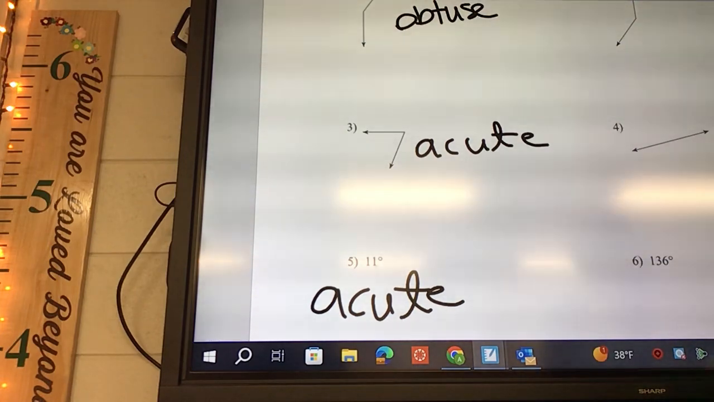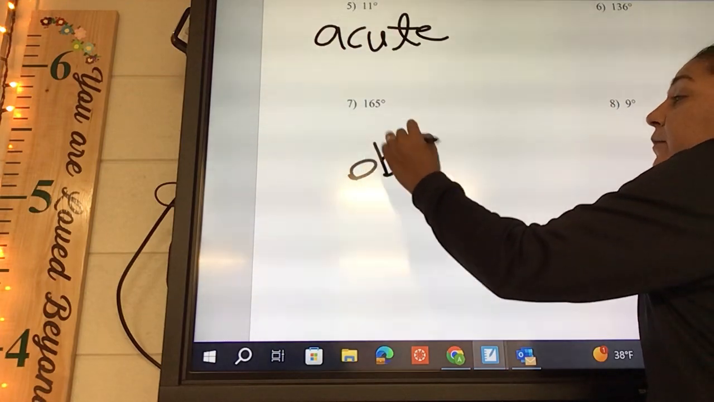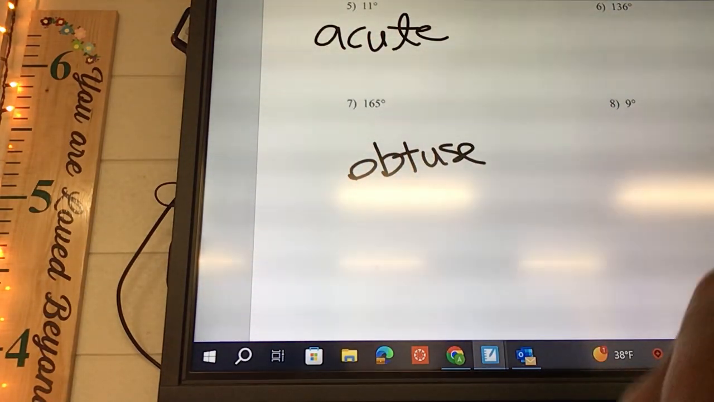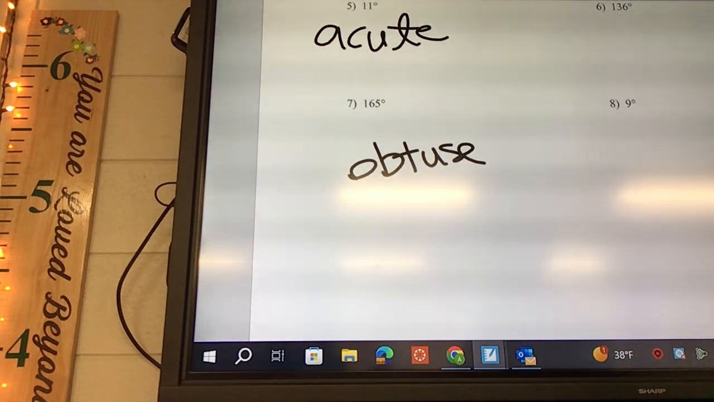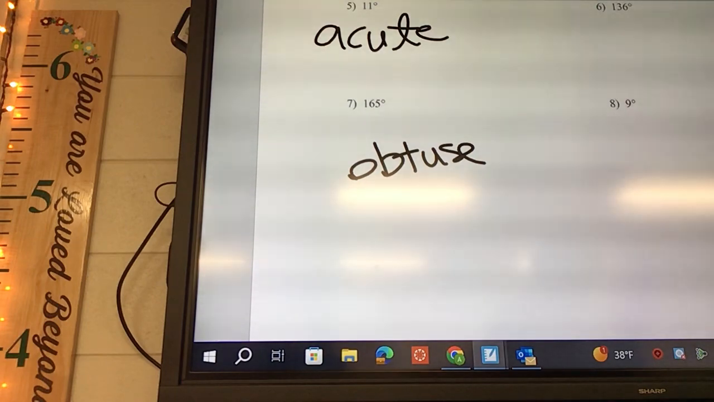Okay, 165 is obtuse. I have a question then. On the test, to know if it's straight and for the 90 degrees, will it have the box in though? I'll be honest, probably not, because I already made copies and it didn't dawn on me until right now. But I will tell you if you need to draw something on there.